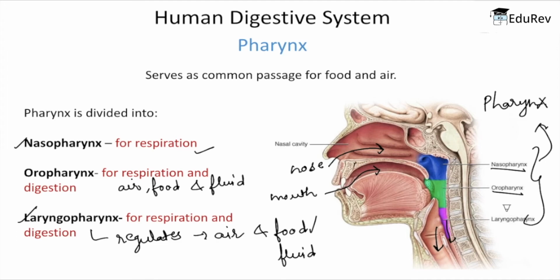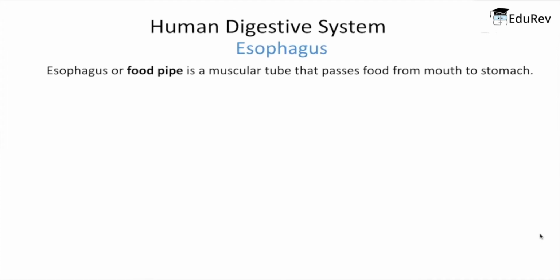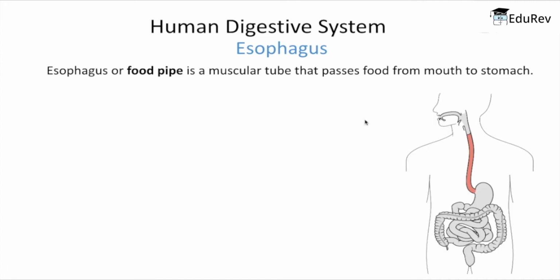Now after the pharynx comes the esophagus. The esophagus is also called the food pipe, a muscular tube that passes from our mouth till our stomach. This orange marked structure here is the esophagus.